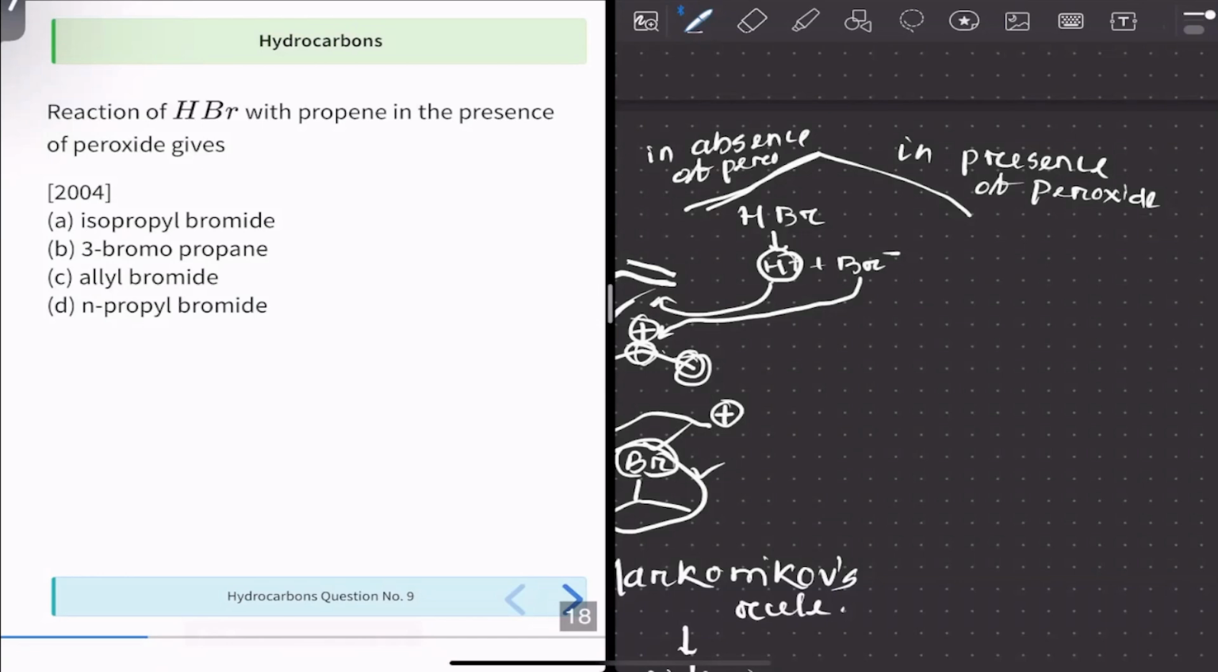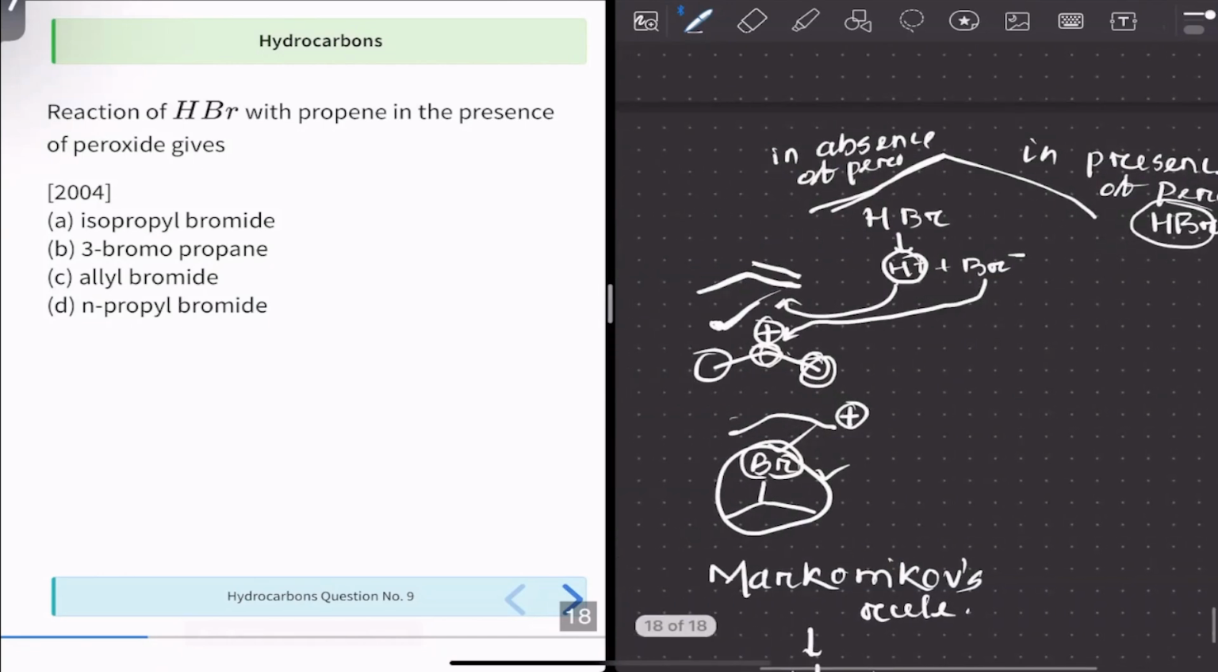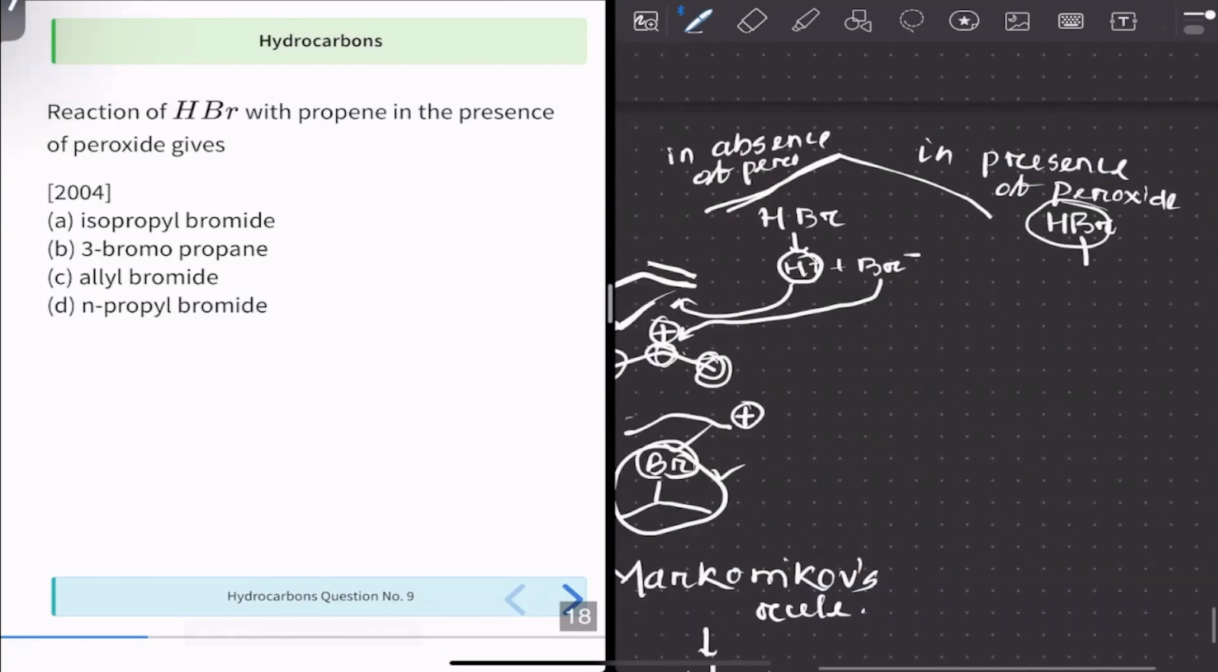But in presence of peroxide, HBr reacts differently. Only HBr, not HCl or HI. In peroxide, it will form a hydrogen free radical and a bromine free radical.